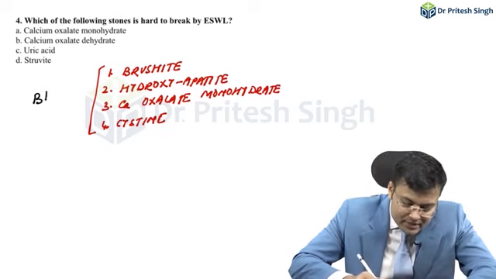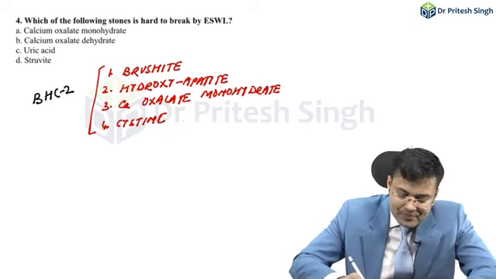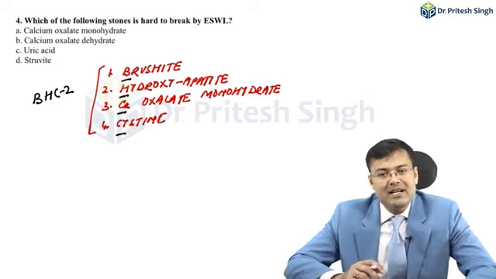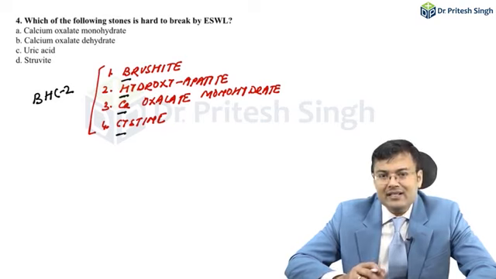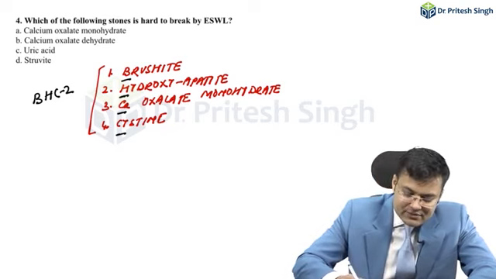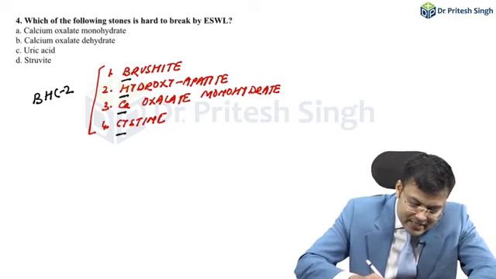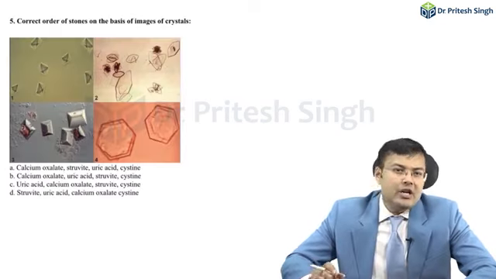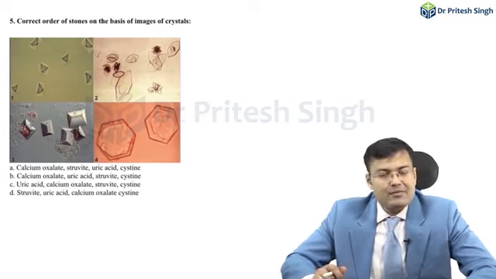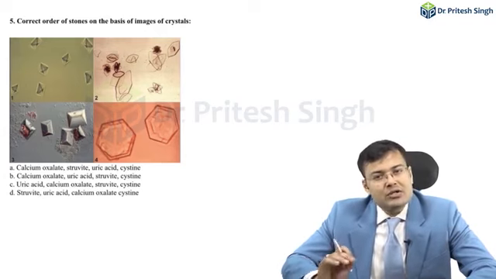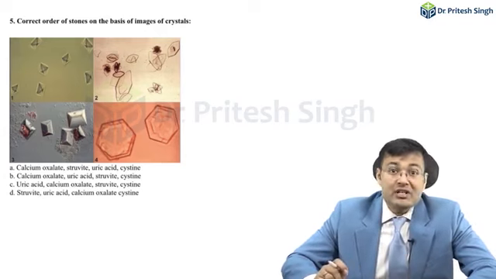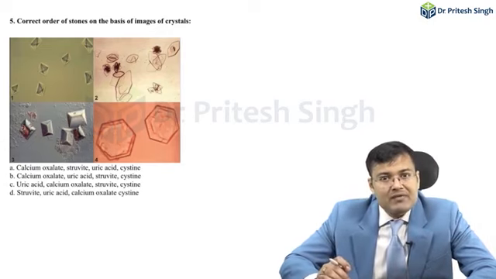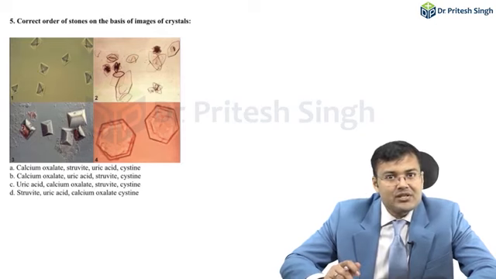How to remember? The mnemonic is BHC2, brushite, hydroxyapatite, calcium oxalate monohydrate, and cystine. So correct answer for this question is A, that is calcium oxalate monohydrate. If you have seen the papers of exams from the last 2 to 3 years, almost every year there is one question related to crystals. So first let us discuss the shape of crystals and then we will discuss this question.